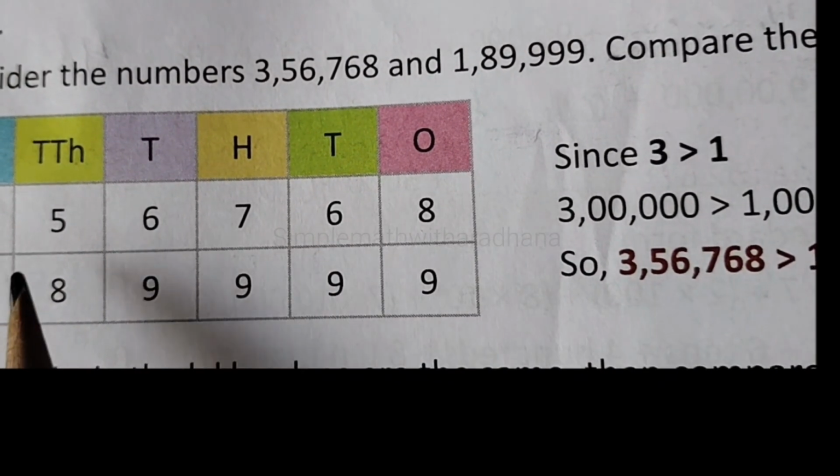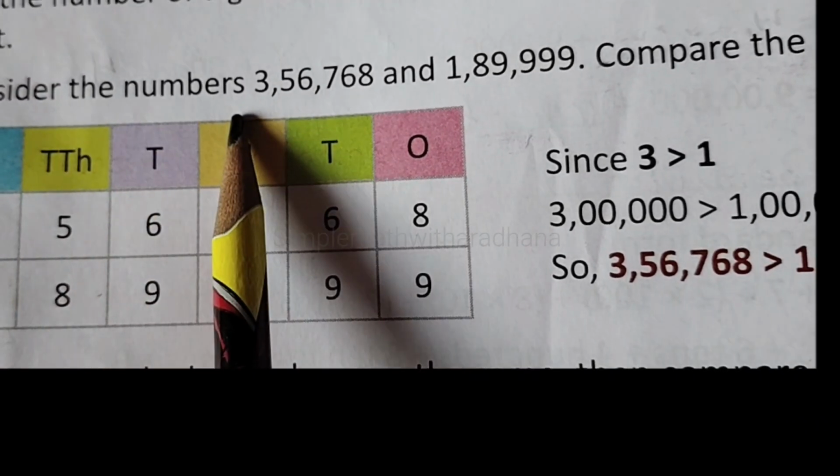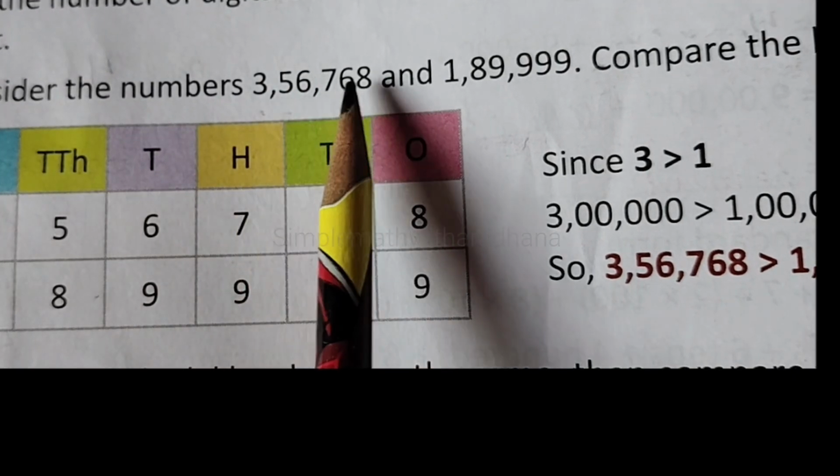So basically here we are seeing a table. Okay, consider the number. There are two numbers, 3 1 2.